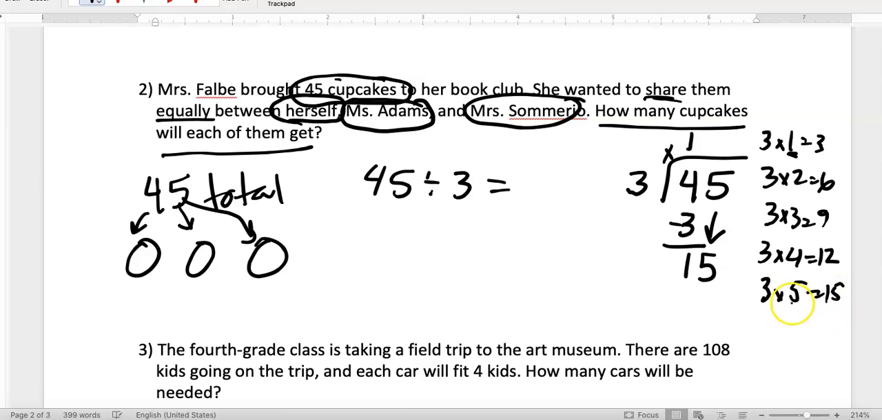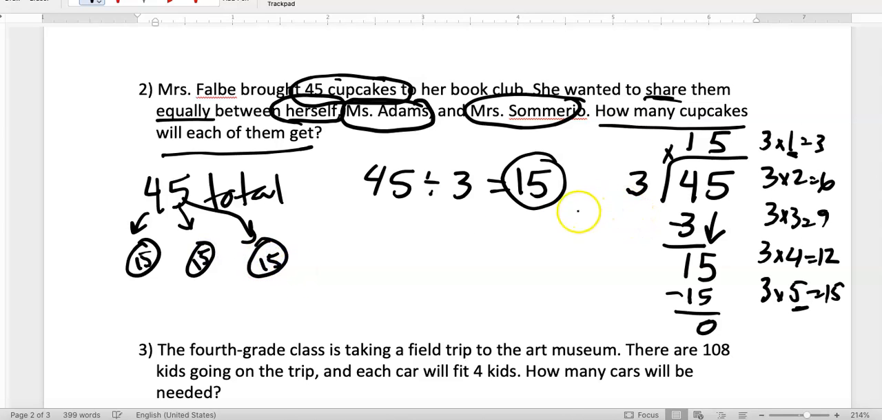Up, I can stop at 15. So it goes in evenly 5 times. 5 times 3 gives me 15. I'm going to subtract. My answer, 45 divided by 3, is 15. So we would each get 15 cupcakes. I would be so happy for 15 red velvet cupcakes.